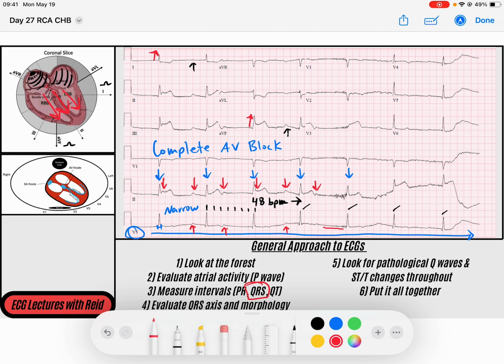But we know that this is in a complete heart block, so we can infer from all of this, and based on our rate of 48 beats per minute, that this is a QRS that is being generated by the AV junction and getting our nice His-Purkinje depolarization and spread like so. So we would call this a junctional escape.